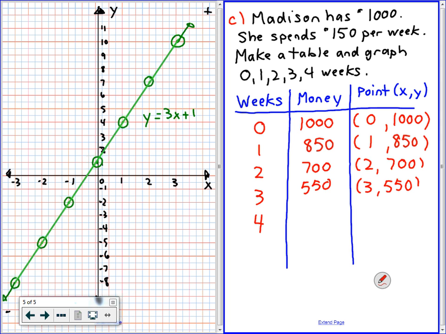Okay, Emma, can you hear me? Can you see the board or not really? Okay, so I'll read the question here. Madison has $1,000, she spends $150 every week. So we have $1,000 after 0 weeks, $850 after 1, $700 after 2, $550 after 3. How much is it going to be after 4? We're losing $150 each week.